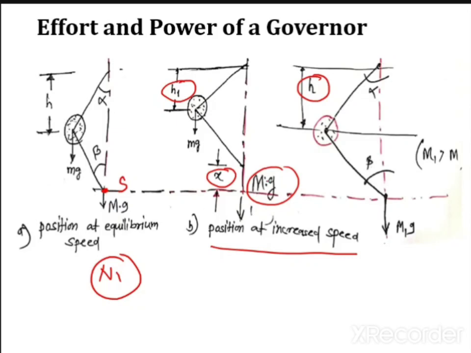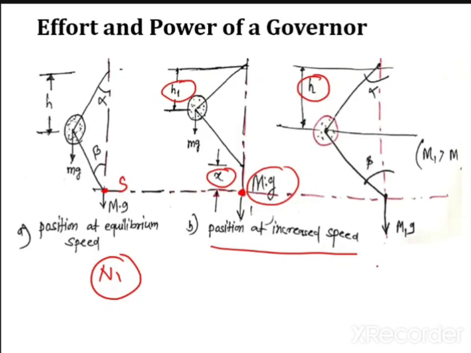See, in the first case your height was h; in the second case your height decreased to h1. Why did it decrease? Because the speed increased, the sleeve moved, x is the sleeve lift, mg is the force acting at the sleeve. Now at the increased speed, at the same position, if I want to keep the height h constant, what I have to do? I have to increase the force at the sleeve. Right? I have to increase the force at the sleeve.